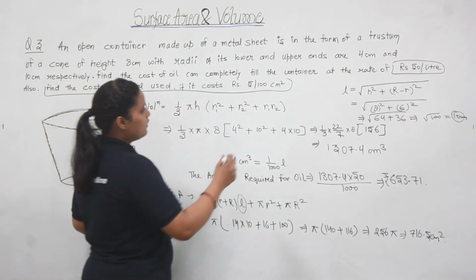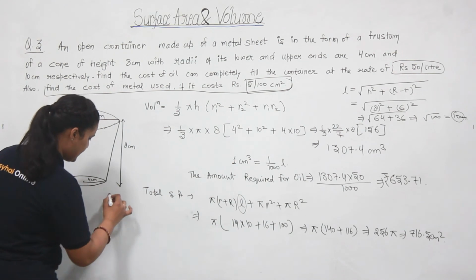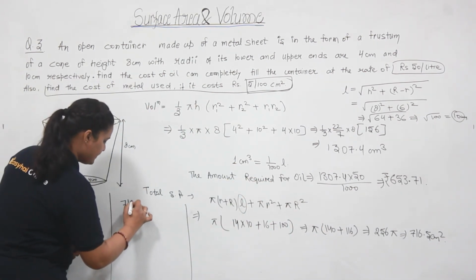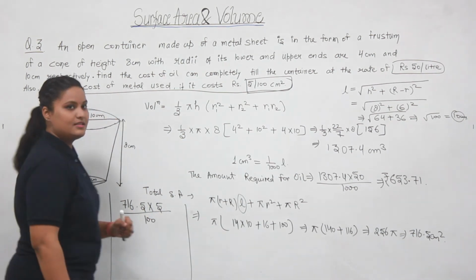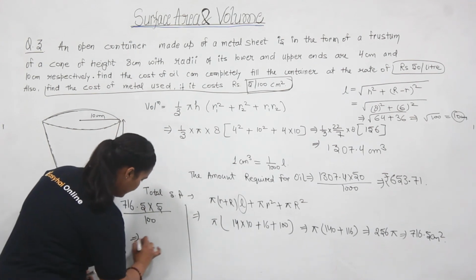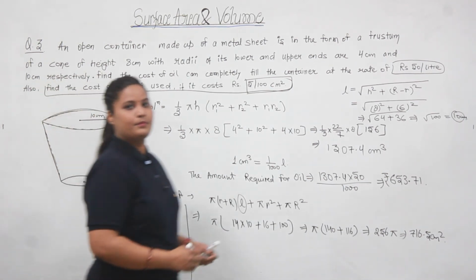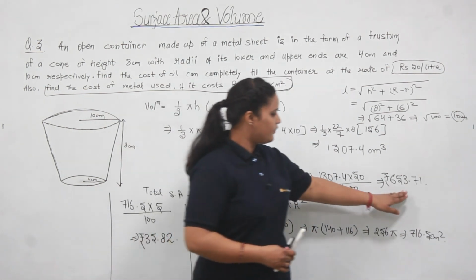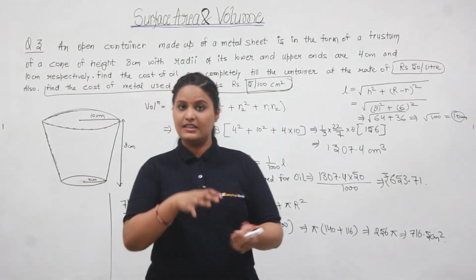Now the rate of the metal sheet is given as rupees 5 per 100 centimeter square. So what we have to do, it is 716.5 centimeter square, means 716.5 into 5 upon 100, because it is per 100 centimeter square. Clear? Now when I solve it, it will be equal to 35.82 rupees, because we are asked for cost. Hence the cost of the metal will be 35.82 and the cost of the oil will be 653.71. Clear class?